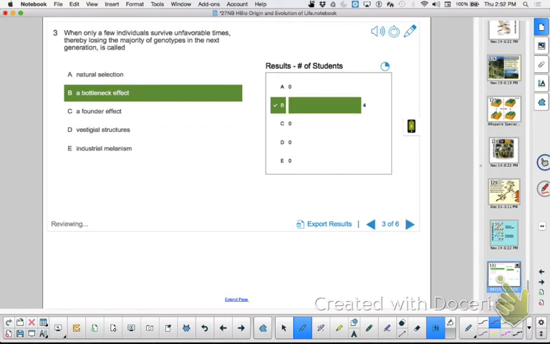When only a few individuals survive unfavorable times, a disaster, losing a majority of the genotypes, that is called the bottleneck. Only a few can make it through the neck of the bottle, right? Only a few can make it through during that.